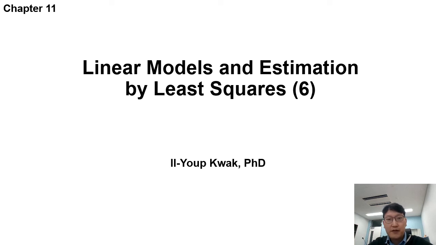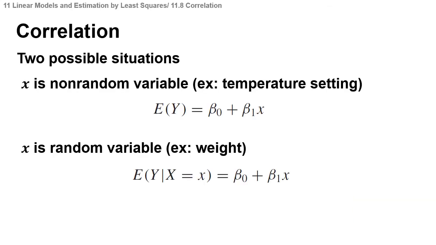Okay, hello everyone. Today we will learn about linear models and estimation by least squares, part 6. Chapter 11.8 is correlation. And actually, when we are modeling the expected value of y, there are two possible situations.